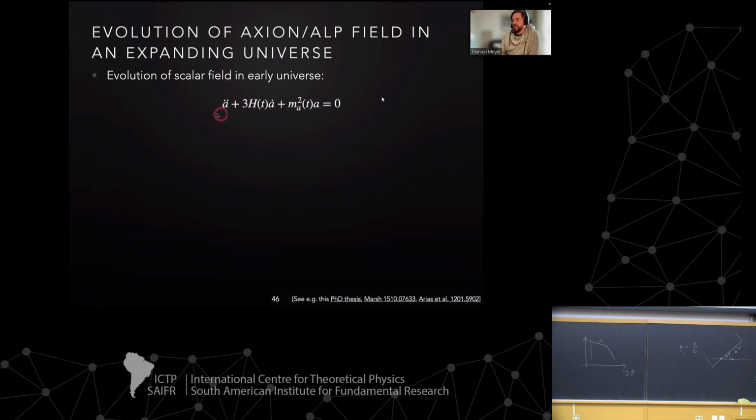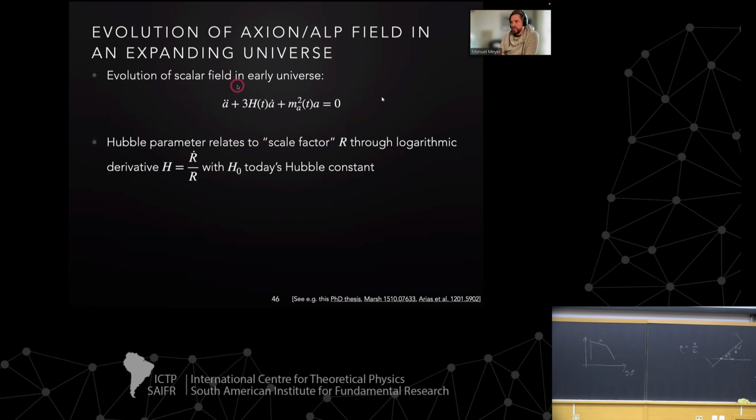A double dot is just the second derivative with respect to time. Then you have this term here, where H is the Hubble parameter. And here you have the mass of the axion. Because you can have interactions with all other particles to which the axion is potentially coupled, this can get radiative corrections and thus might also depend on time. Okay, so it's governed by this equation.